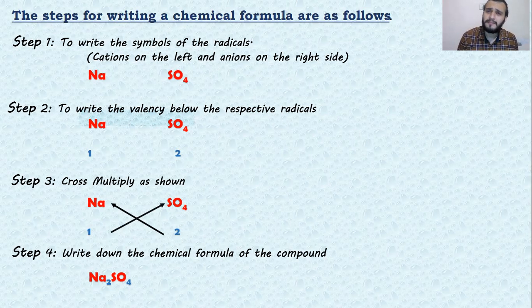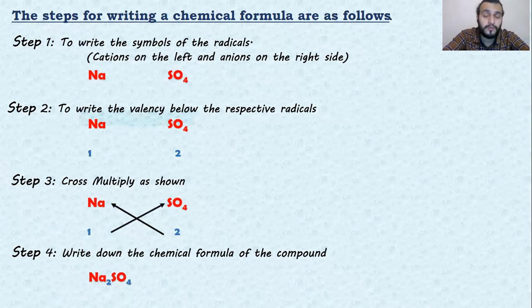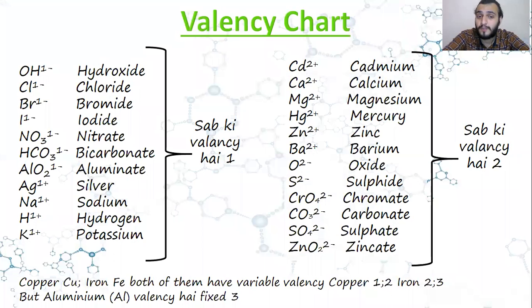Now to get the symbol, it is very easy because the name will be given to us, and through the name we can get the symbol. But we have to remember their valency. And there are so many radicals, how do we remember all their valencies? To remember them, there is one small trick, and that trick is there on the screen. This is the valency chart. You have to remember the valency of all these elements present here.